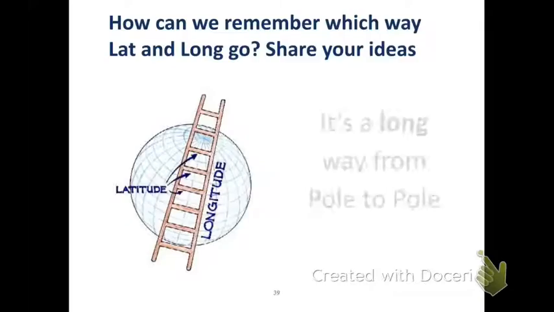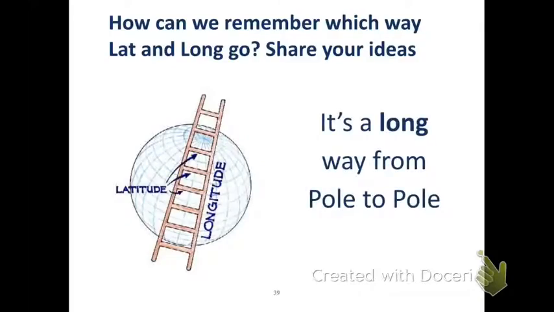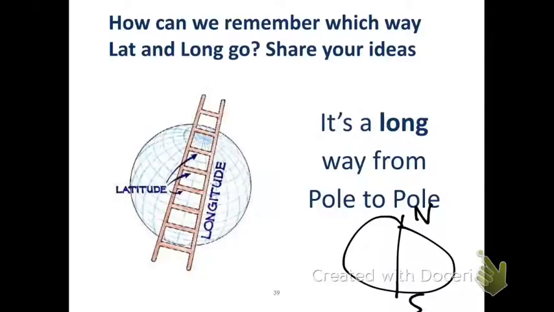So you can think longitude is long. It's a long way from pole to pole. So the line that's going to go, like your line of longitude, like your prime meridian, goes from the North Pole to the South Pole. So it's a long way to go all the way from the North Pole to the South Pole. Longitude. Latitude, you can think about a ladder.